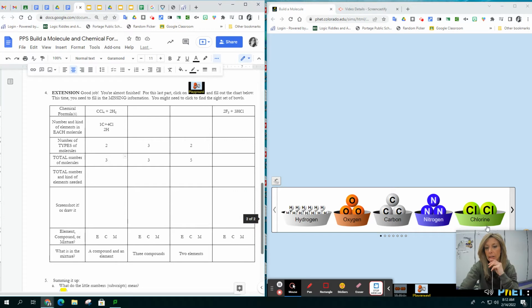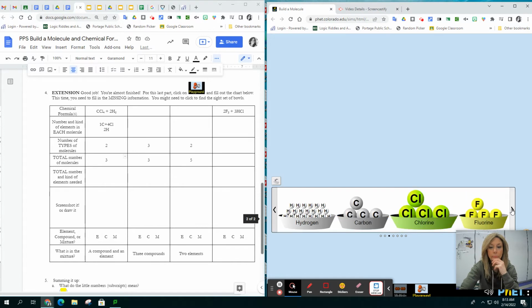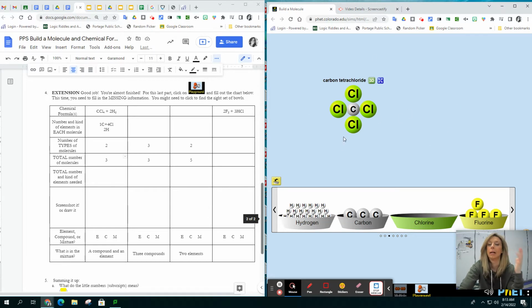But I'm looking down here, and I only see 2 chlorines. So I'm going to scroll through. There's 4 of them right there. So I'm going to pull this carbon up, and I'm going to attach 4 chlorines to it. And it'll tell me what I've built. I've built carbon tetrachloride. If you want to look that up, you can look that up to see what chemical that is. Carbon tetrachloride. Okay?